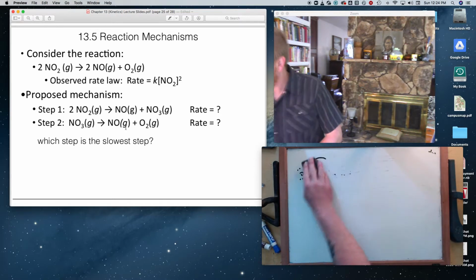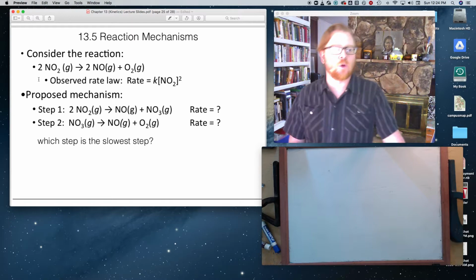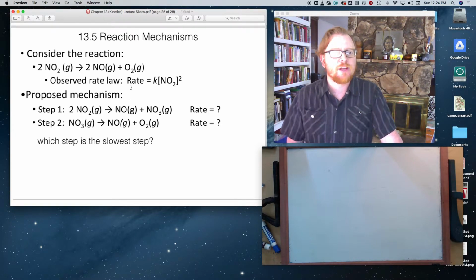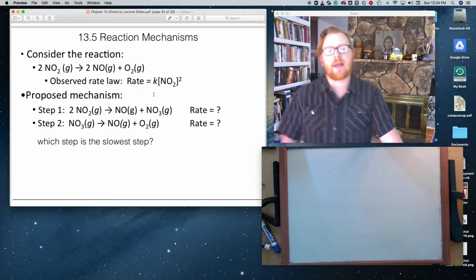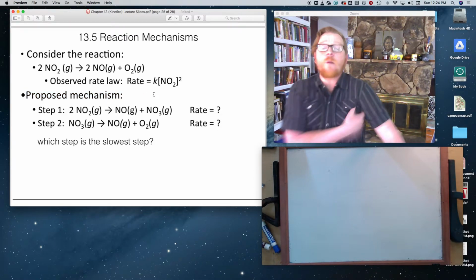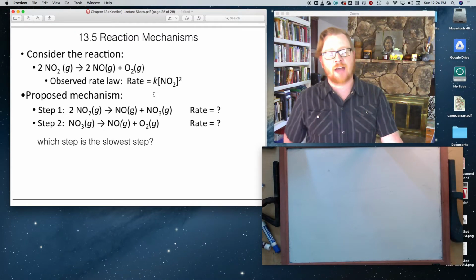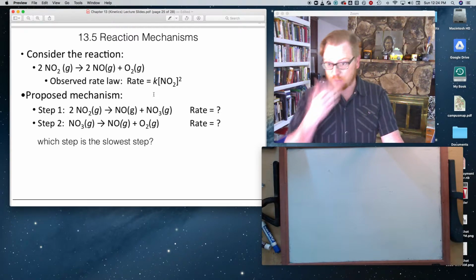All right. And so let's see. So if we consider the total reaction, 2NO2 makes 2NO plus O2. They're telling me the observed rate law. Here's the proposed mechanism. And I didn't say this previously, but all mechanisms are proposed. There's no way we can shrink ourselves down to the size of molecules and physically see all these individual steps going.